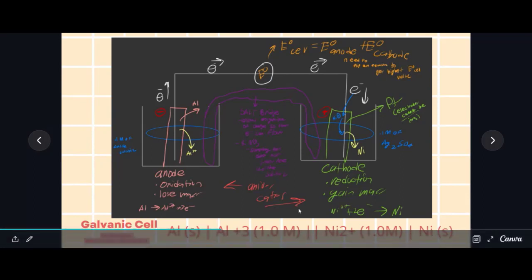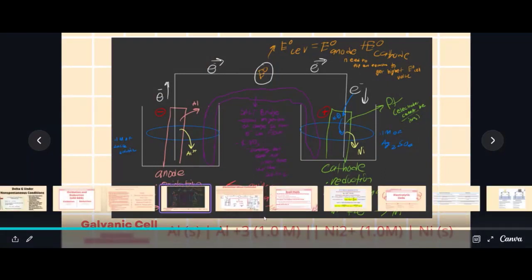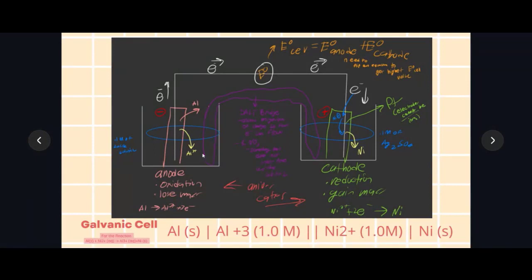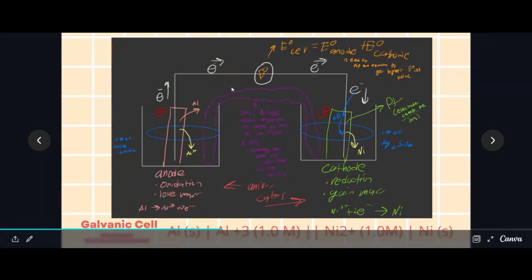Another way you can represent this apparatus is by this notation here. The first one is usually made of what the anode is. In this case, the anode is Al, right? And then on the next part, Al plus 3, 1 molar, is what the solution is made of. That's going to be Al plus 3, because that's the cation in solution. On the right side is going to be the ion in solution on the cathode side, which is Ni2 plus. And then on the far right is going to be the Ni.